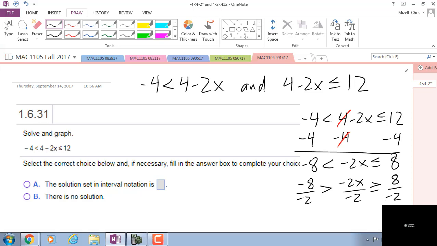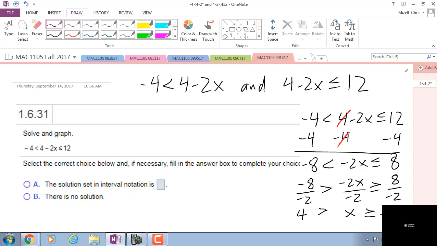And then we just simplify. Negative 8 divided by negative 2, it's going to be positive 4. And just simplifying, no need to adjust the inequality symbols there. That's greater than x, and that's greater than or equal to negative 4. 8 divided by negative 2 equals negative 4. So this is our solution set.